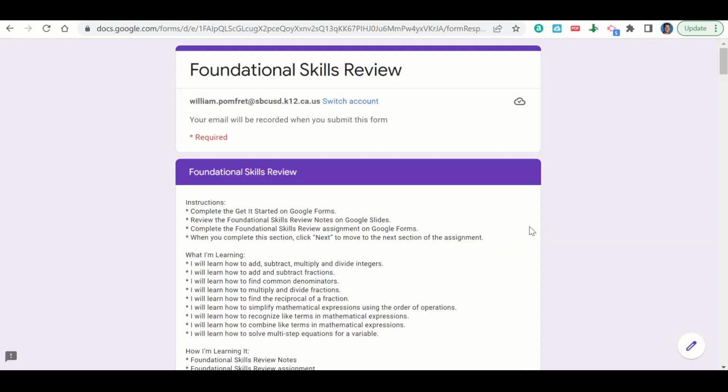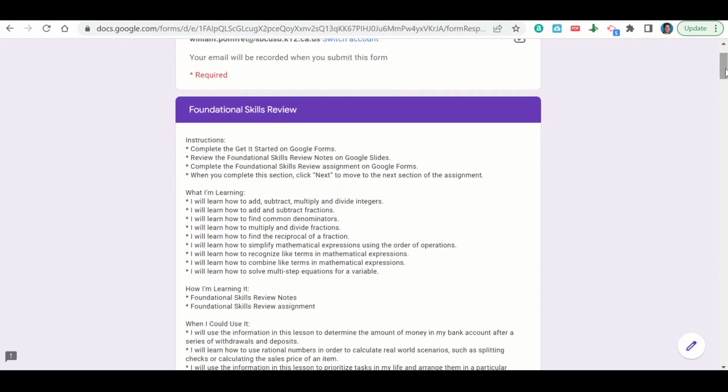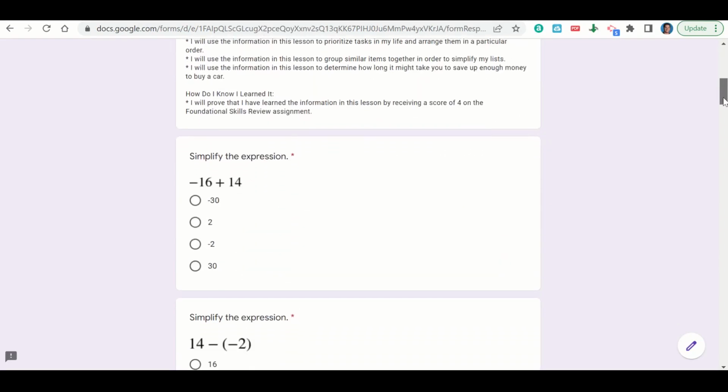Let's take a look now at the Foundational Skills Review assignment. So if you notice, our assignment begins with our learning goals and success criteria. If we scroll down, it asks us a series of questions. The first ones are on integers. So this one says negative 16 plus 14. So we start at negative 16 and we're going to go to the right 14. So we're adding this up. So we end up with negative 2 as our answer.